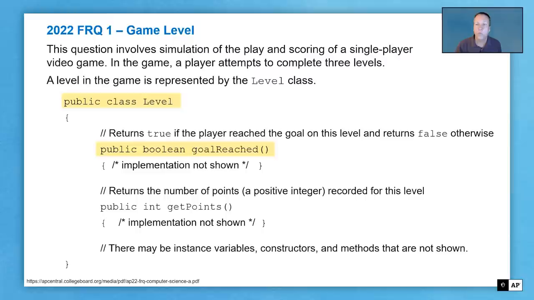The implementation isn't important, so it's not being shown. We also have a getPoints method, which returns the number of points, a positive integer, recorded for this level. Those are the 2 important methods that we're going to be using on the Level objects in this question. There may be other instance variables and constructors that are not shown, but they're not important to this particular question. So that's the Level class.